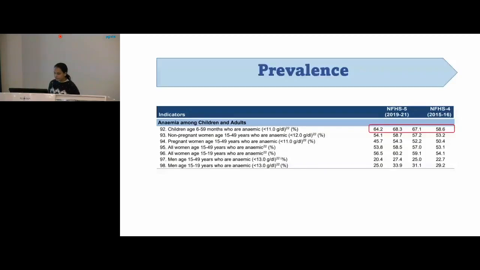So coming to our Indian statistics, based on the NFHS 4 and 5 data, the prevalence of anemia in the age group of 6 to 59 months, we can see that in the NFHS 4 data, it was somewhere around 58.6%, and sadly it has increased to 67% as per the NFHS 5 data, 64 being the urban proportion and 68 being the rural prevalence. So it has almost increased by around 9 to 10%.